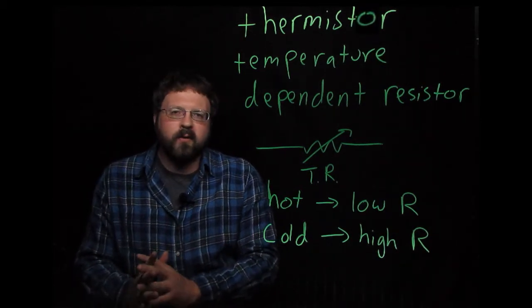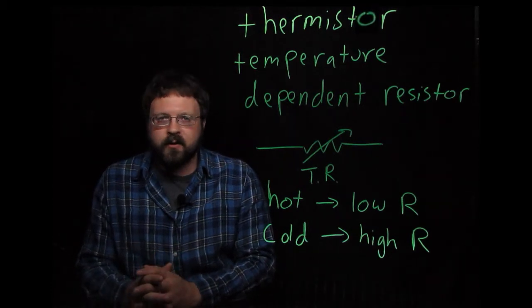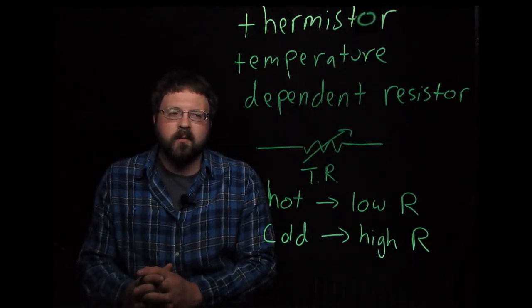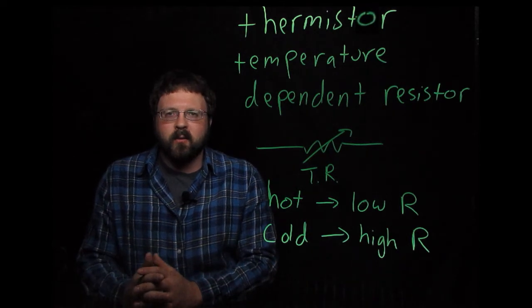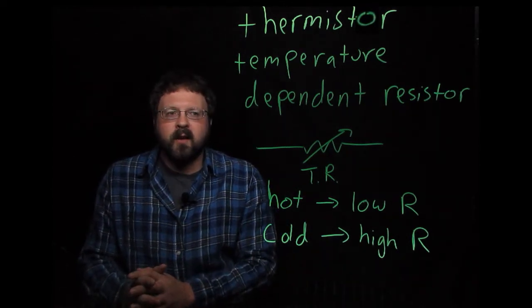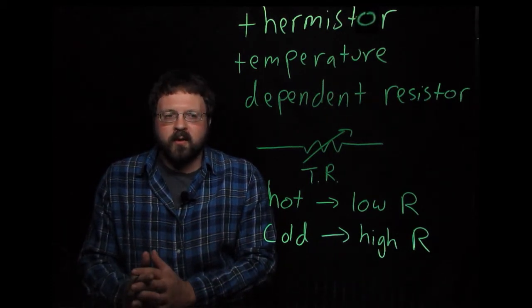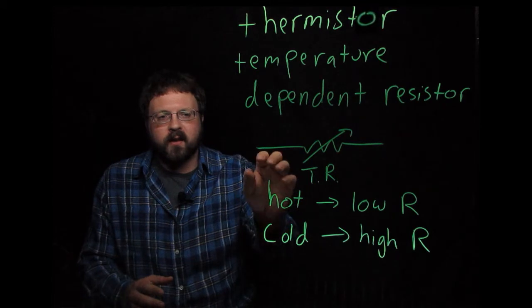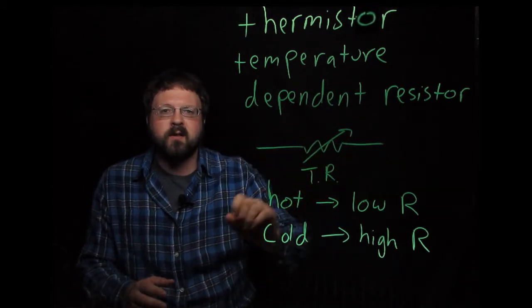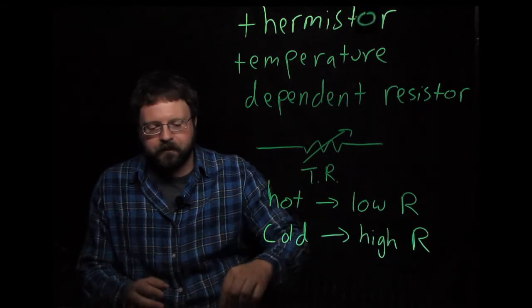The exact reasons for this aren't particularly important to get into at this point. There's some really interesting solid-state physics that this relates to, and you could of course look that up. But for now, this is good enough for us, that as the temperature of the thermistor changes, the resistance changes, and in particular, as it gets hotter, the resistance decreases, and as it gets colder, the resistance increases.